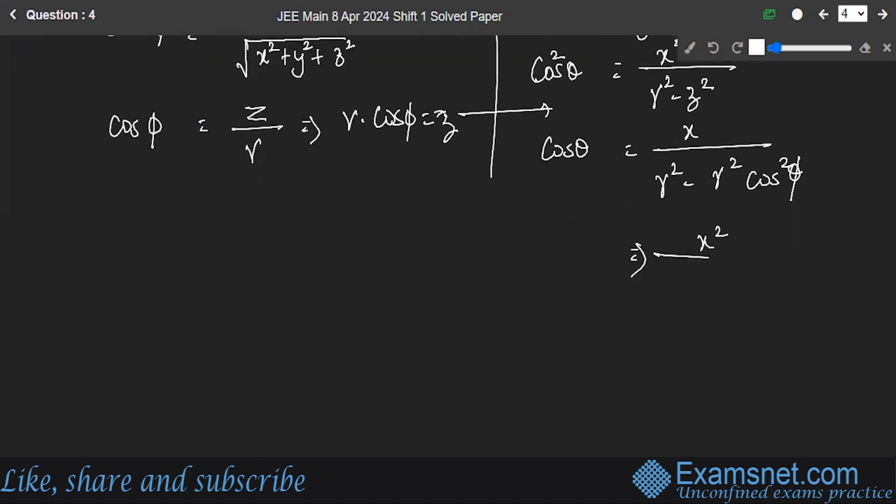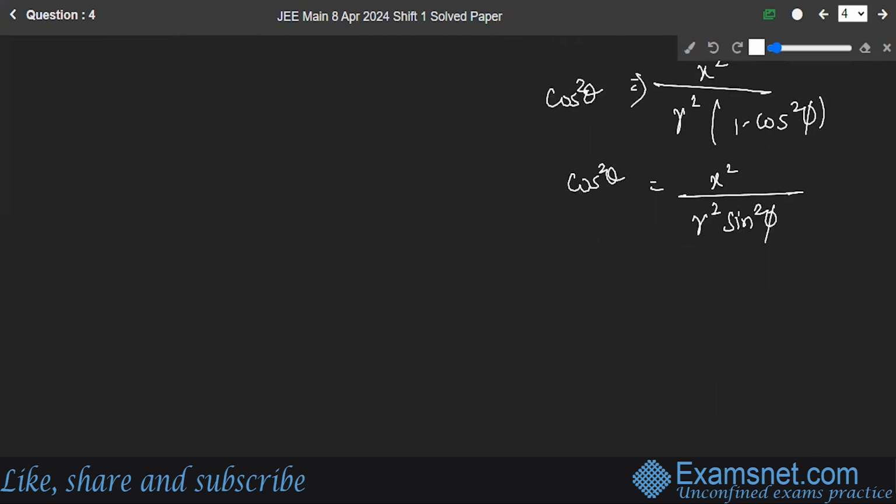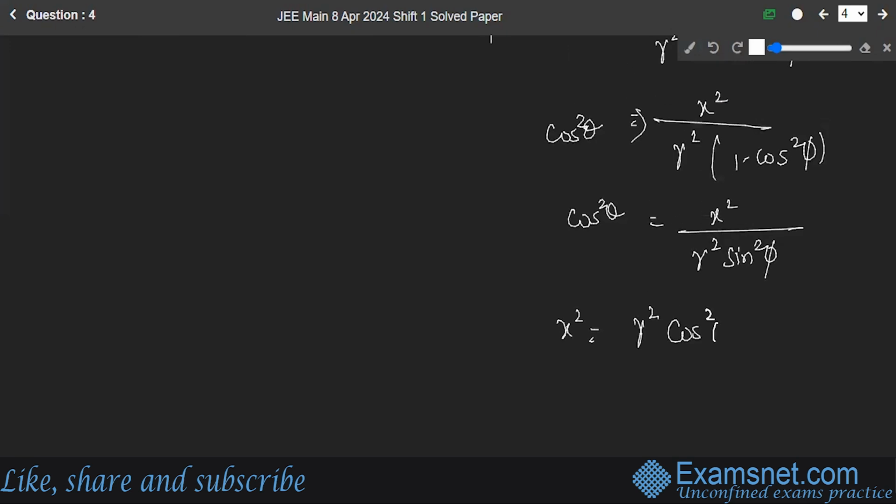So this makes it cos square theta is equal to x square upon gamma square into 1 minus cos square phi, or cos square theta is equal to x square upon gamma square sine square phi. Or from here you have x square is equal to gamma square cos square theta sine square phi. This is equal to your x square.